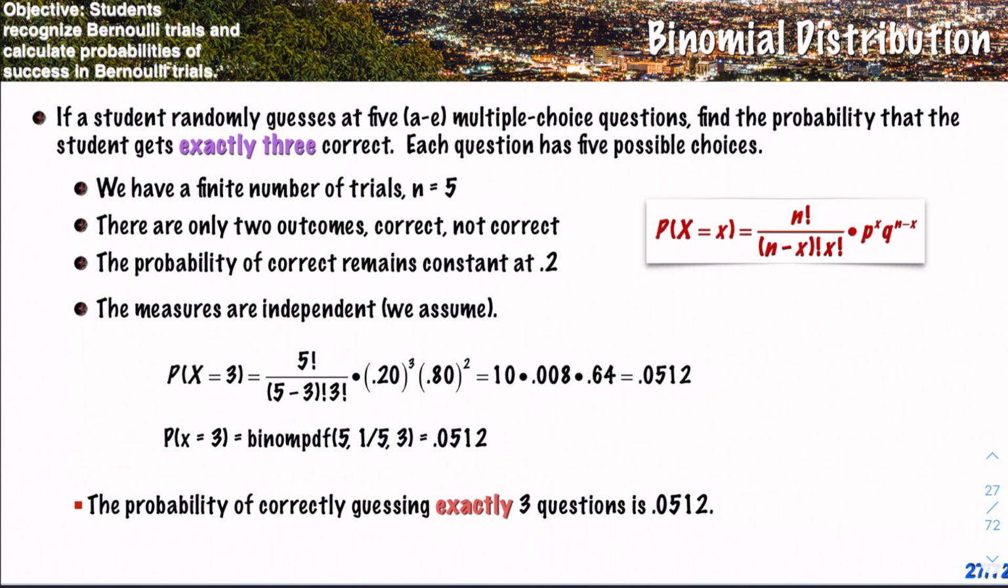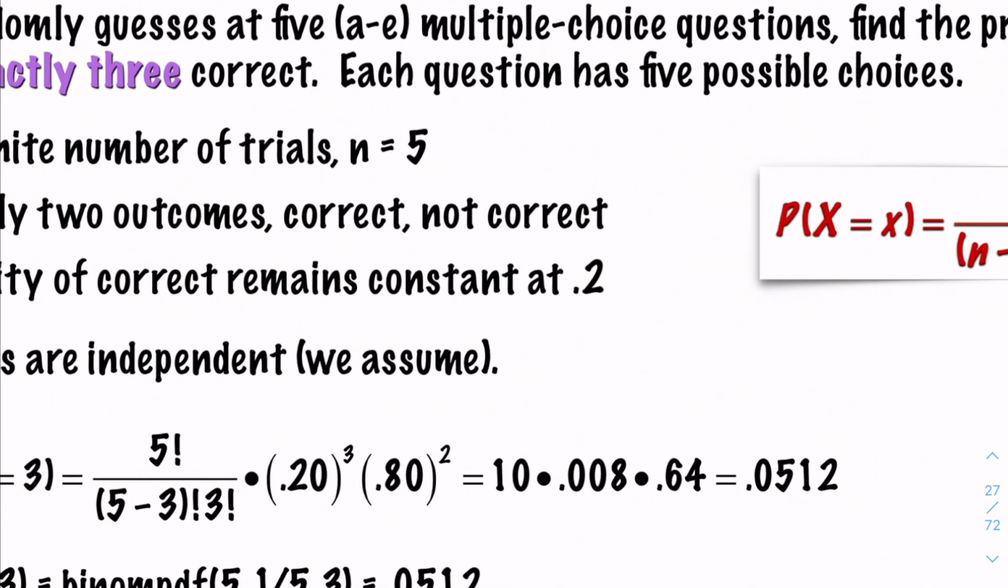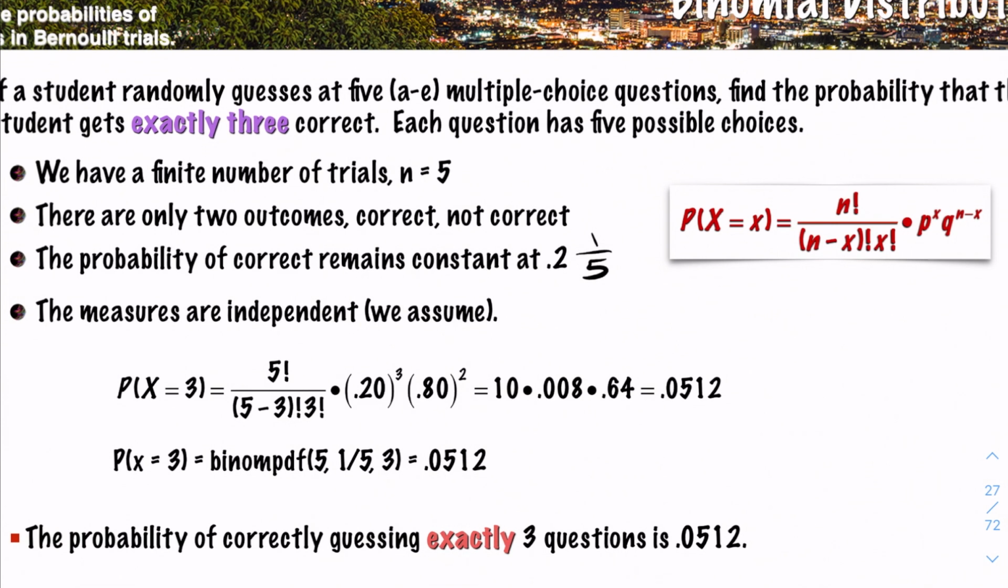So we have a finite number, check. There are only 2 outcomes. You either get it correct or incorrect. The probability of correct remains constant at 1/5 or 0.2. So we're running through our checklist, and the trials are independent, at least we assume.